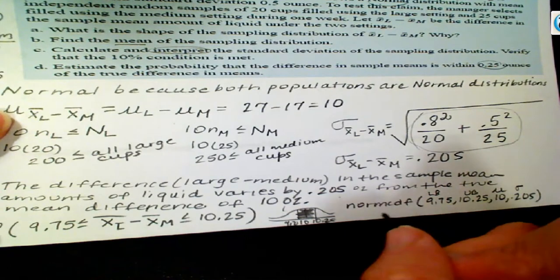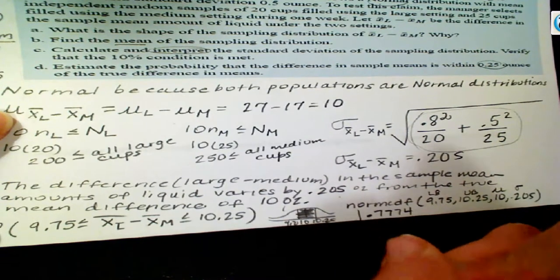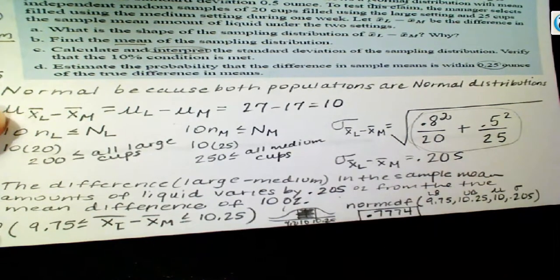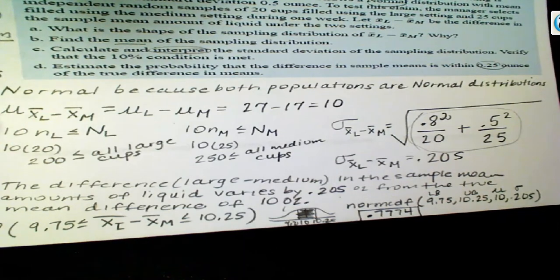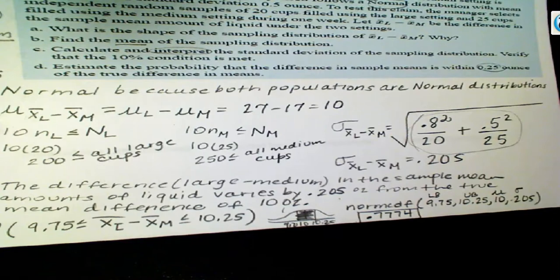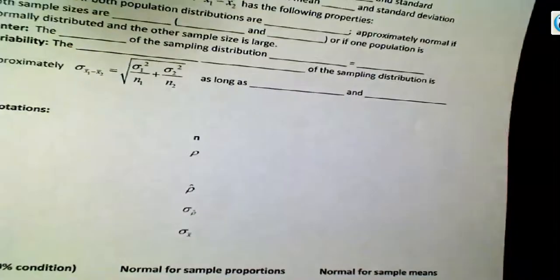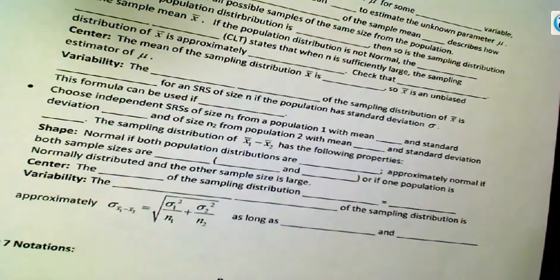And when we find that probability, it's 0.7774. So that would be the probability that the difference in the sample means is within 0.25 ounces. So the probability that your medium amount of liquid and large amount of liquid is between these two is 0.7774. All right. I think we have, that was the final answer, or the final example here.